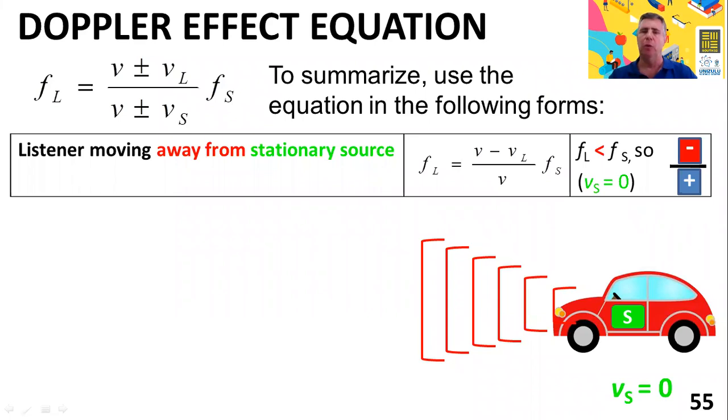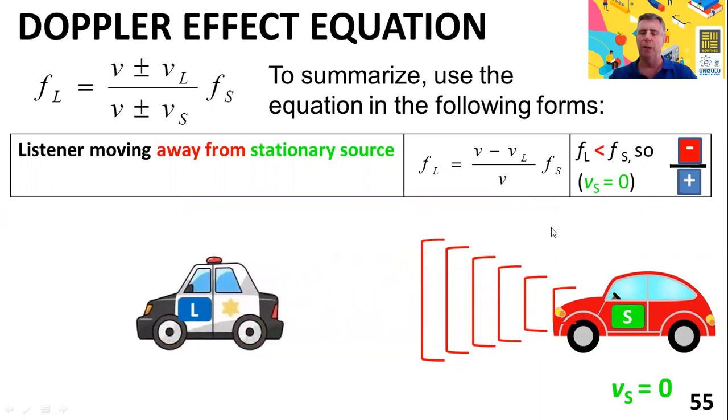And finally, one more example of source and listener moving away from each other. In this last case, the last line on the table at the bottom of page 55, the source, the car with the alarm making the noise, is stationary. So Vs equals naught, and you don't see it at the bottom of the equation.